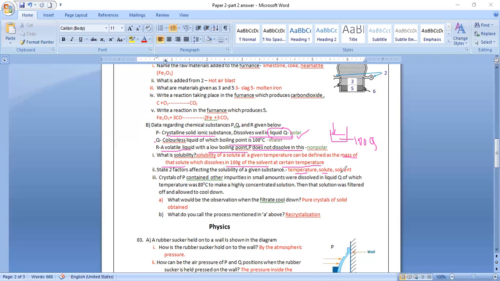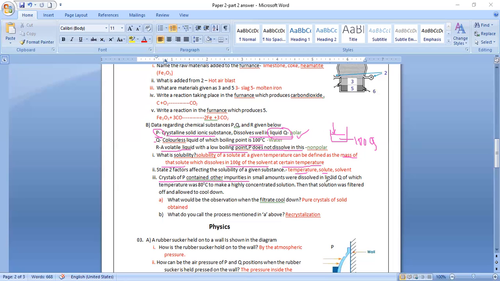Solute is the smaller, lesser amount in the solution. So solute plus solvent will give the solution, right? Now they have given crystals of P contained other impurities in small amount, right? So here in the crystals, they have impurities.